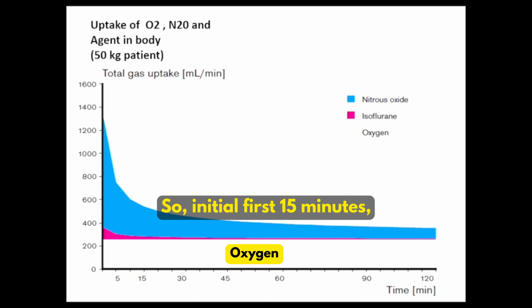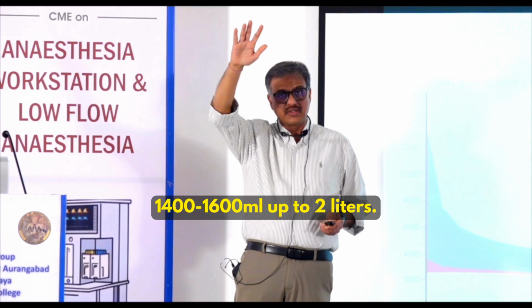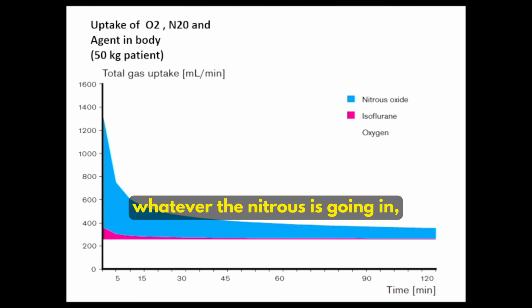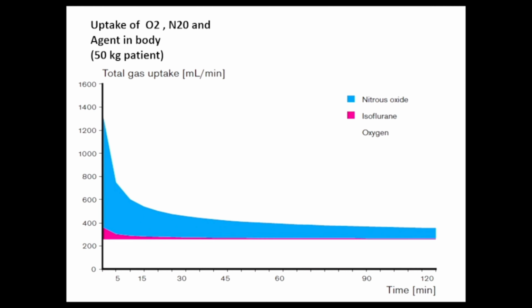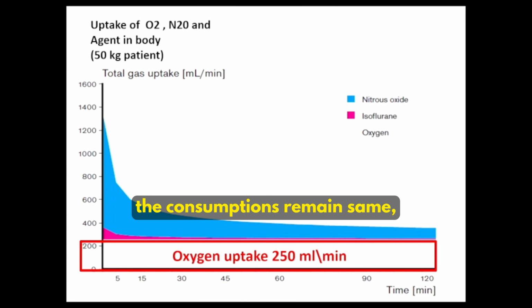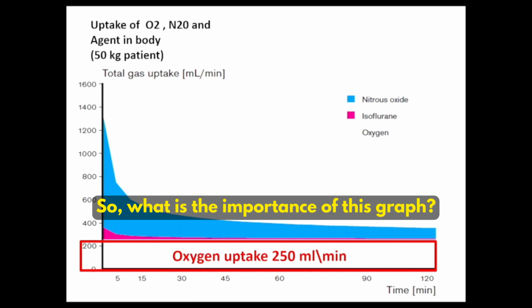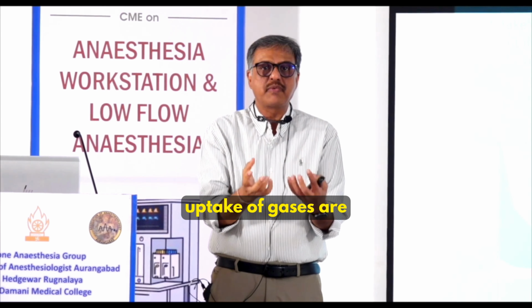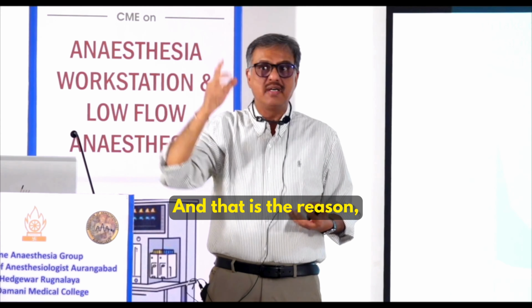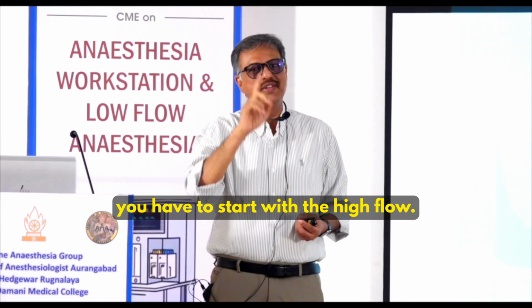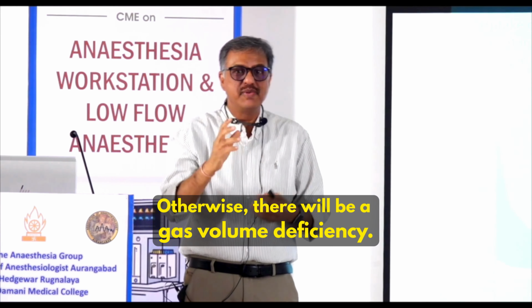In the initial first 15 minutes, nitrous uptake is 1400, 1600, up to 2 liters. After 15 minutes, whatever nitrous is going in comes back and exchanges in the circle. But the oxygen consumption throughout the anesthesia remains the same, 250 ml per minute, as per the metabolic need. So what is the importance of this graph? In the initial 15 minutes, uptake of gases is very high. That is the reason, before starting the low flow, for the first 10 to 15 minutes you have to start with high flow. Otherwise, there will be a gas volume deficiency.